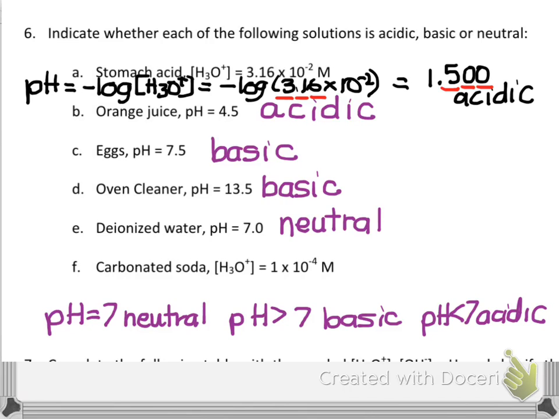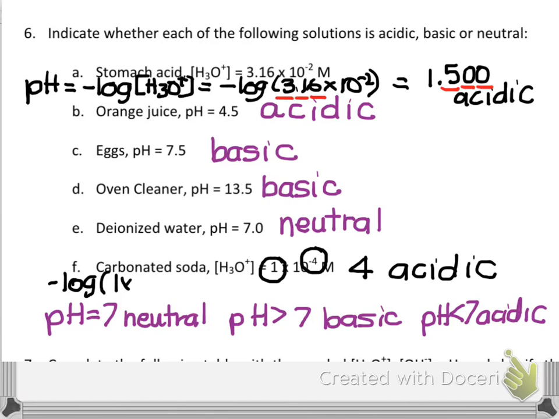Okay, the other one is down here, and do you remember if there's a 1 here, that the pH is equal to the positive value of the exponent? So in this case, I wouldn't even plug it in. The pH would be equal to 4, and this is acidic. You can test it for yourself, though, if you just plug it in to negative log of 1 times 10 to the negative 4, then you would get the answer 4.